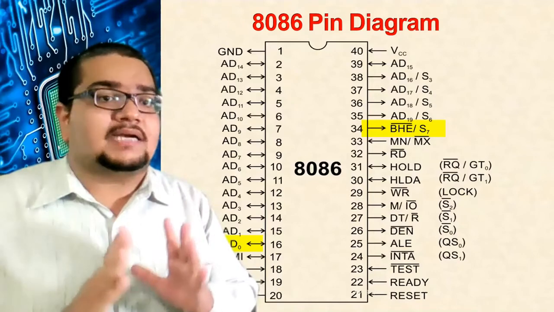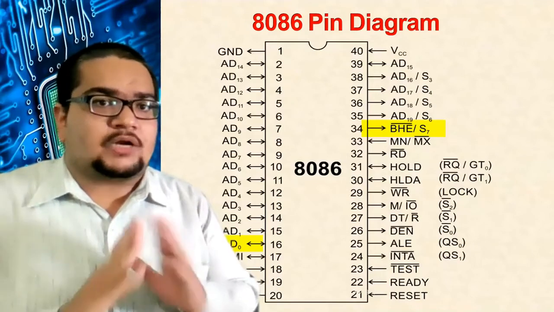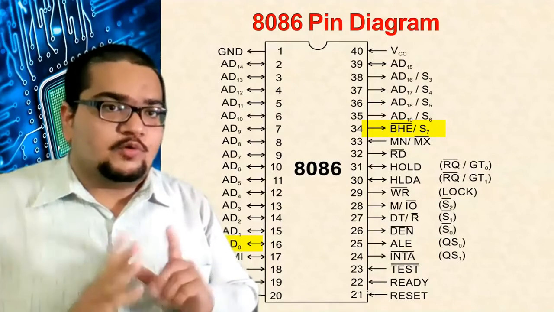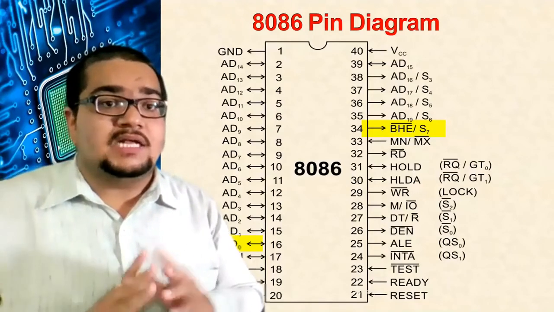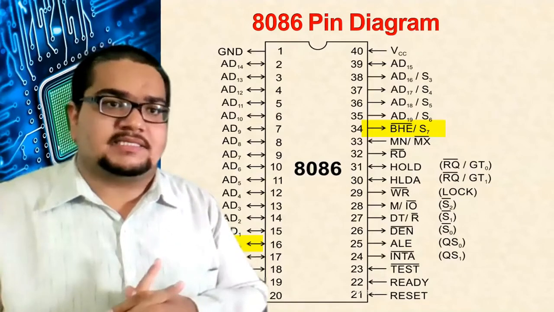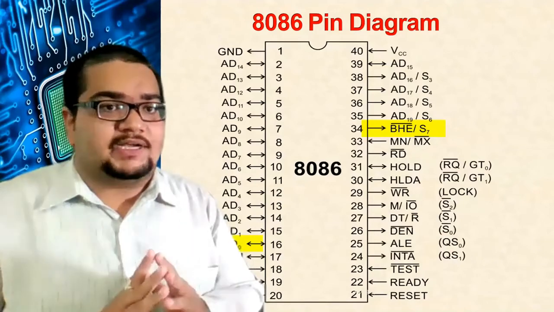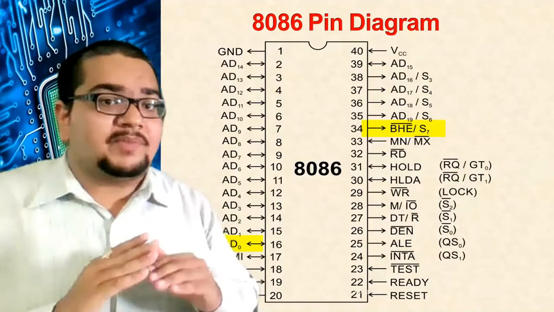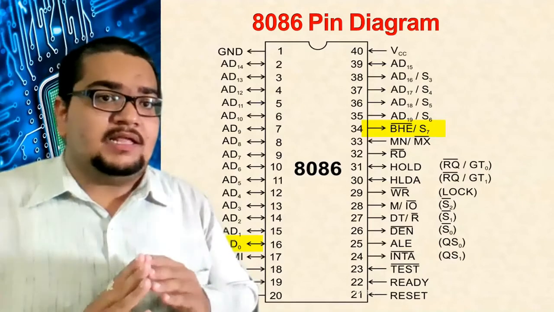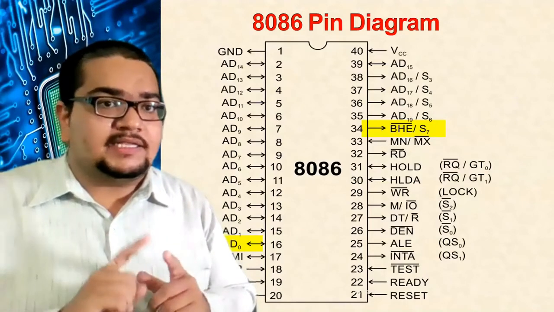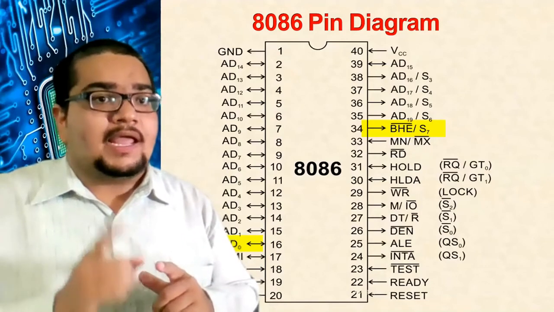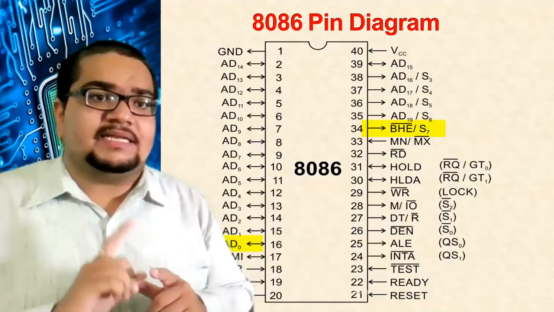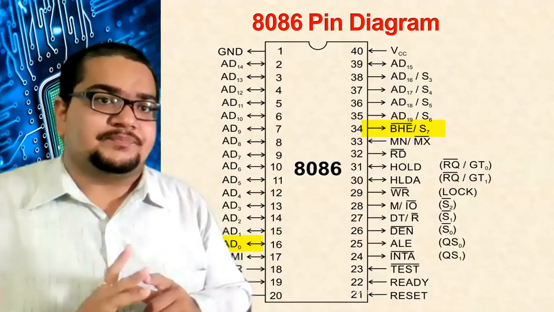8086 has 16 data lines in total, so all 16 data lines are AD0 to AD15. Whereas 8086 has 20 address lines. Address lines are 20, data lines are 16. So data lines are from AD0 to AD15. Address lines are AD0 till AD15, along with that we have A16, A17, A18, A19.